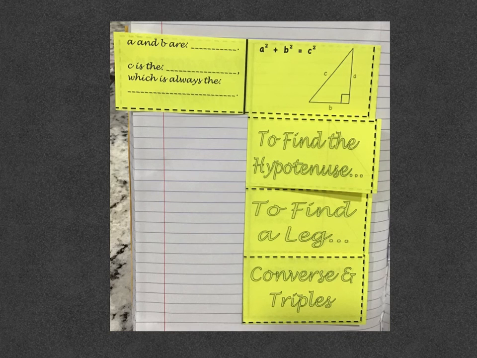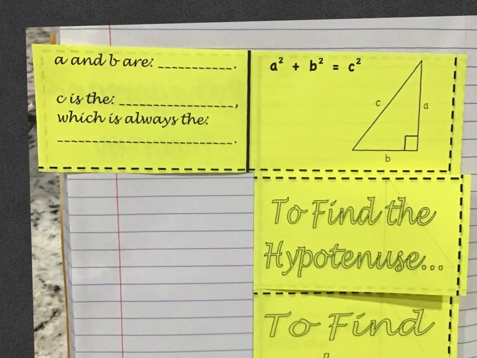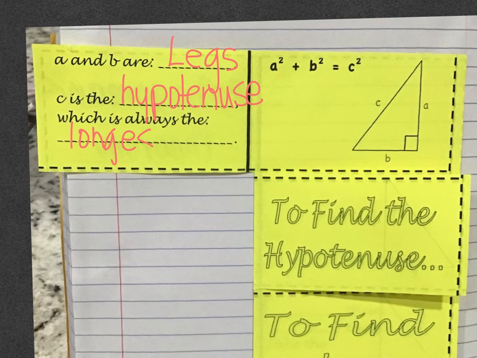When you open the first tab that says Pythagorean theorem, I'm going to zoom in, and we're going to label these blanks. It says A and B are the legs. C is the hypotenuse, which is always the longest. We've talked about that. C is always the longest line.